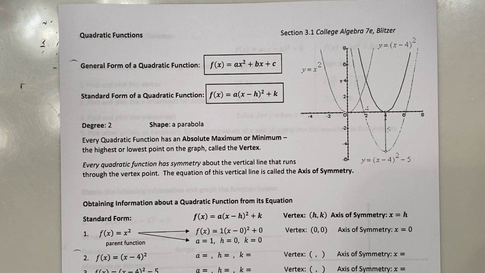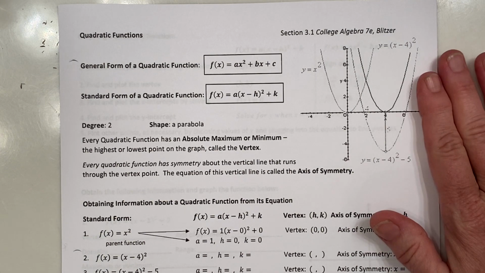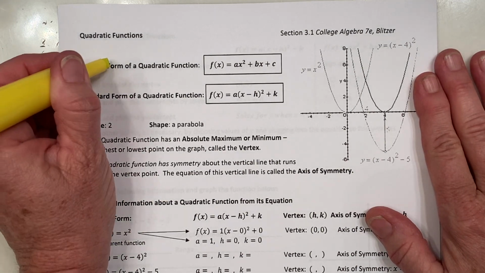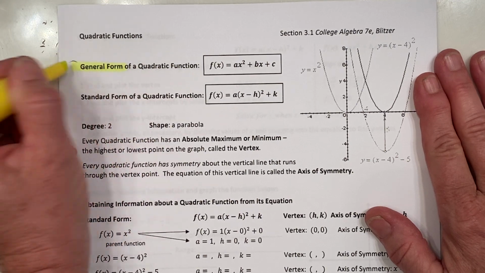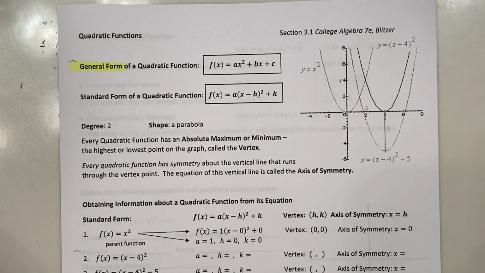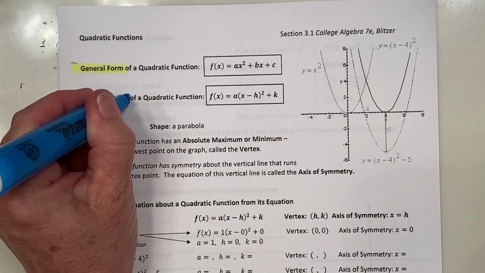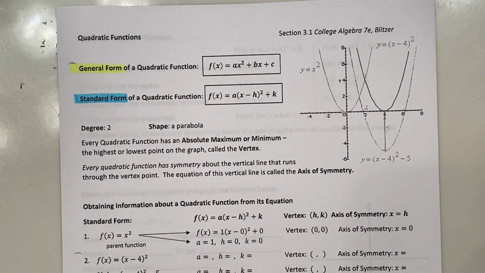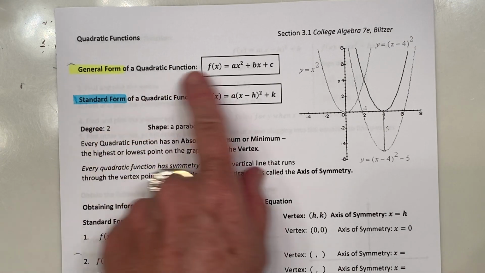Continuing in Chapter 3, Section 1, now let's look at quadratic functions. Our objective is going to be to graph quadratic functions, and we're going to be given two different forms of a quadratic function from which to graph. We can see a quadratic function in what we call a general form, or in what we call a standard form. We've had practice with both of these forms, but maybe not so much with graphing with the general form.